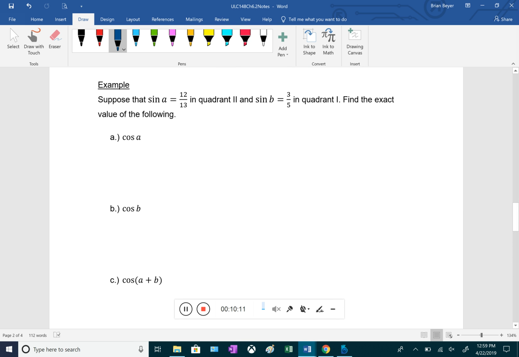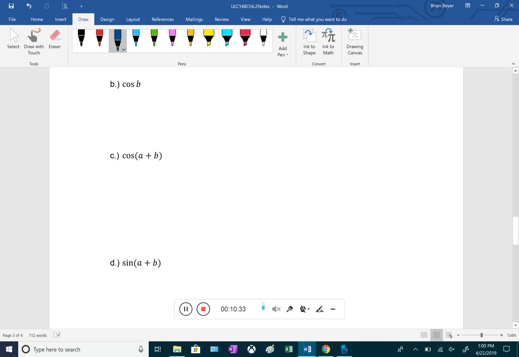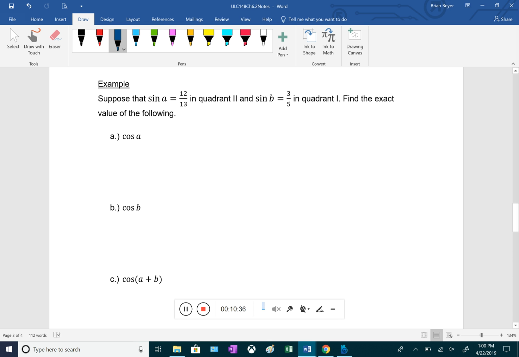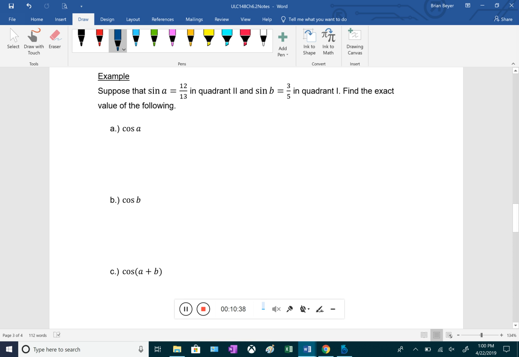Okay, so let's do 2 more main questions here. A little bit more complicated for these. We're going to have to draw some triangles here. So suppose that sine of A is 12 over 13 in quadrant 2, and sine of B is 3 over 5 in quadrant 1. We want to find the exact values of the following: cosine of A, cosine of B, cosine of A plus B, and sine of A plus B.